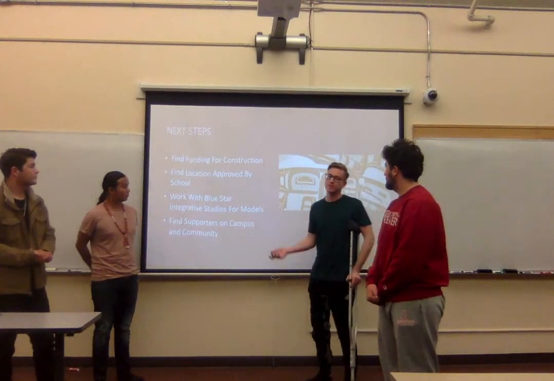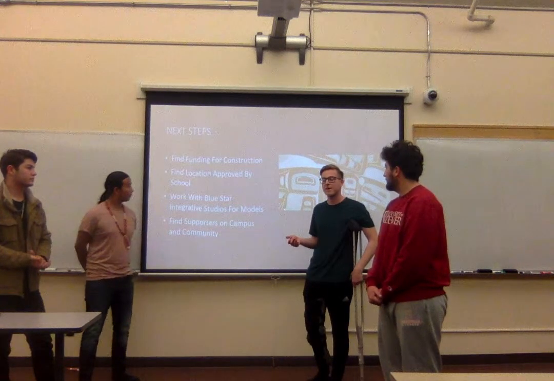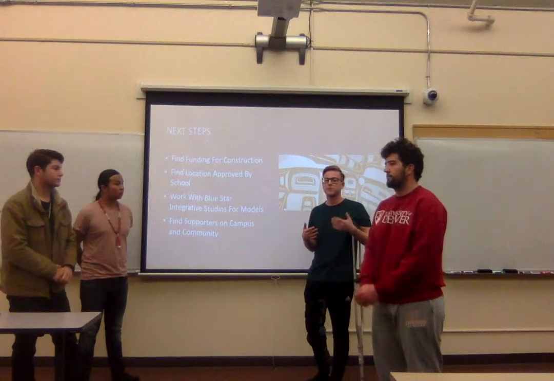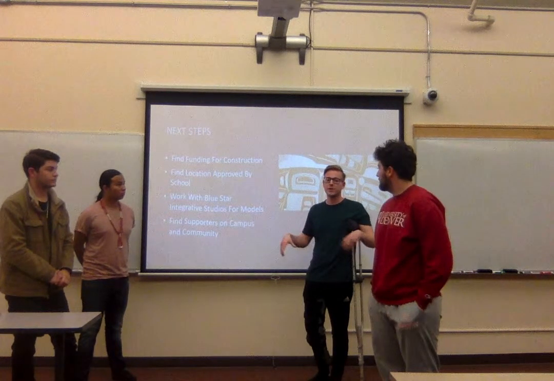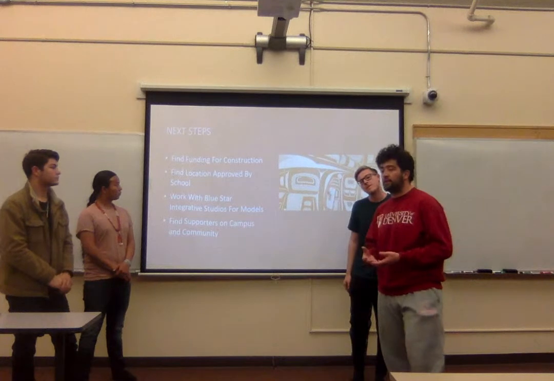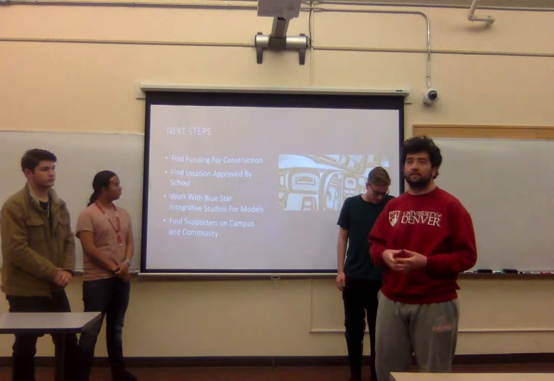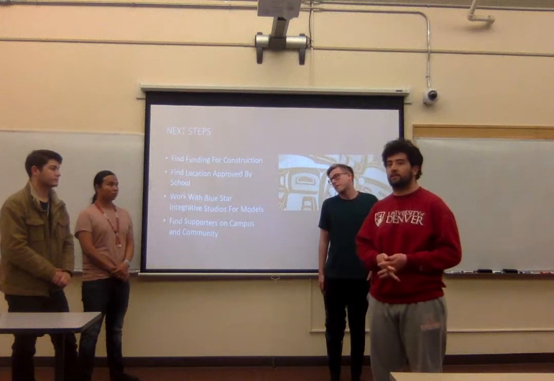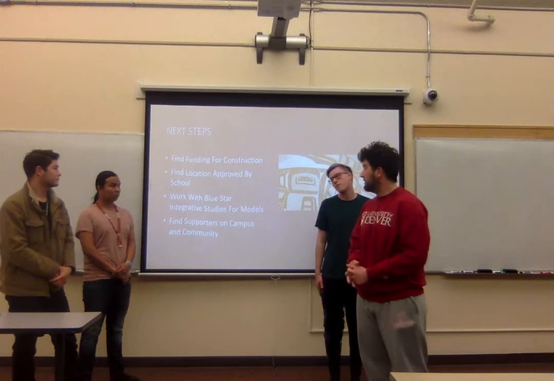So the first step would be to find funding for the construction, because as Mason said, it would be around $5 to $6 million for this. So not only do we need a lot of funding, but preferably it should come from a source that is Native or more Native supporting and inclusive groups. Then the next step after that will be the final location approved by the school. We do have some ideas, and through our conversations with Vicki, she has some ideas. But it's going to be difficult, as you can see just walking around campus how much construction is going on. DU is running out of space to put larger buildings.